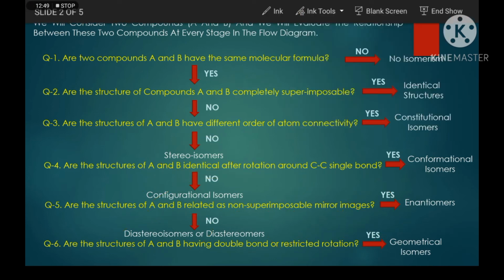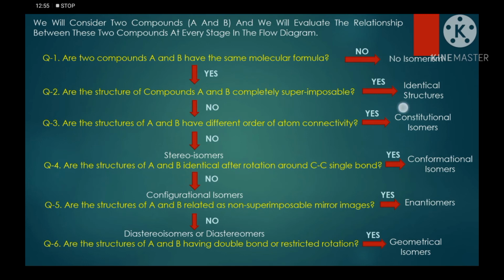Now after reading this flow diagram, we are able to differentiate between constitutional isomers, stereoisomers, conformational isomers, configurational isomers, enantiomers, diastereomers, and geometrical isomers. So we have learned about the seven different types of isomers, their relationships, and the differences between these terms. Once again I want to repeat the definitions.